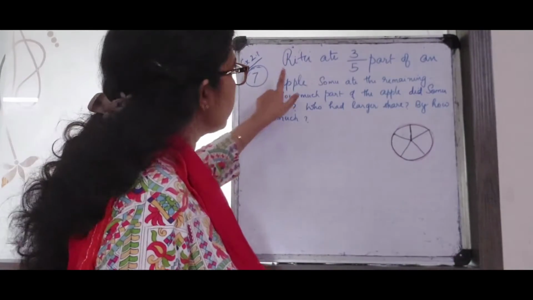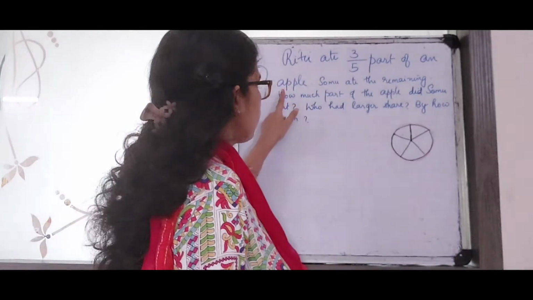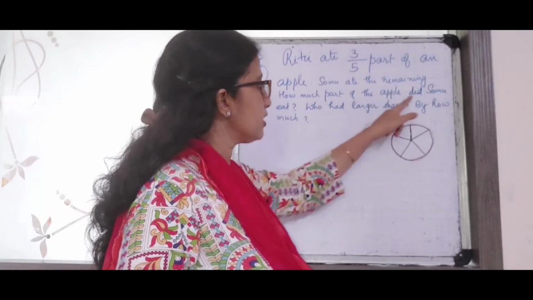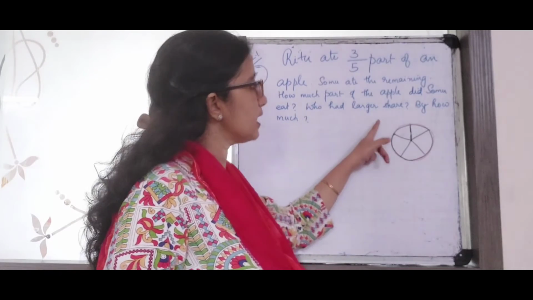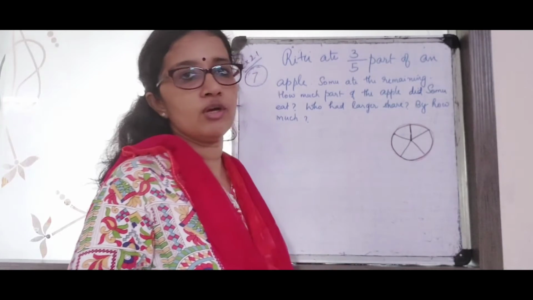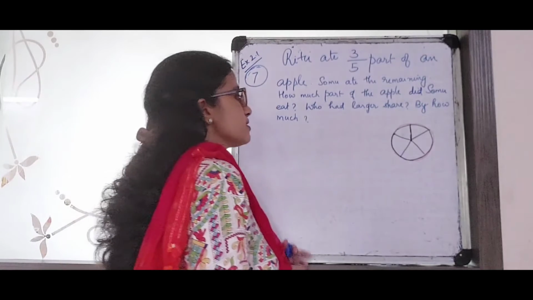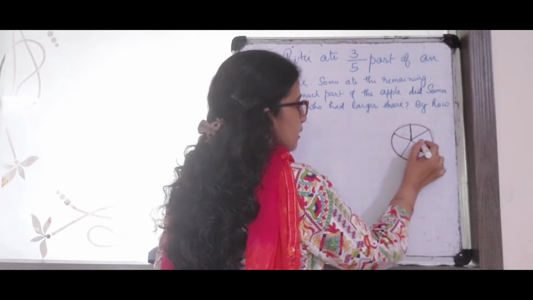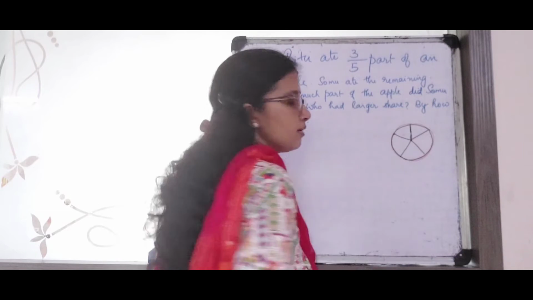What is the question? Ritu ate 3 by 5 part of an apple. Somu ate the remaining. How much part of the apple did Somu eat? Who had the larger share? By how much? Okay, so let's consider this is an apple, and I've divided it into 5: 1, 2, 3, 4, 5.